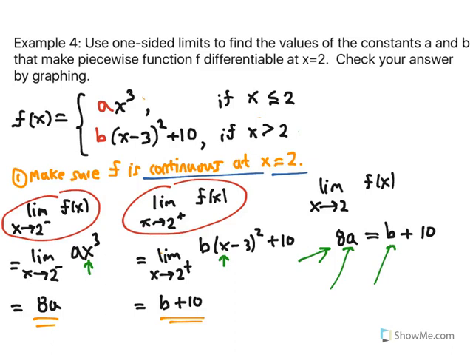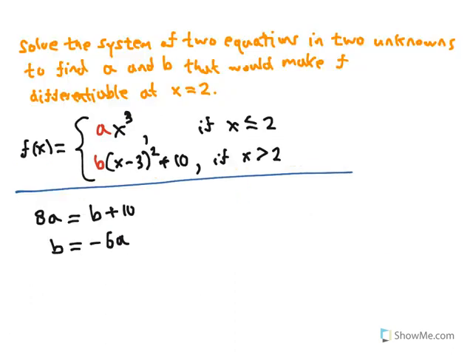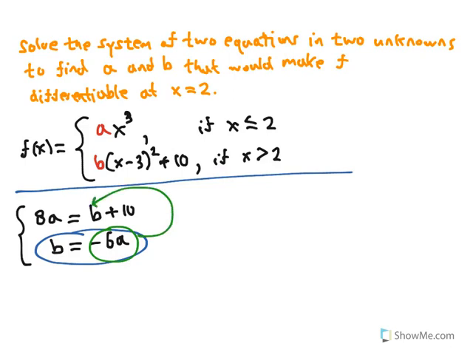So now we have a system of two equations and two unknowns, and we may solve this system by using the substitution method. So here is our system of two equations and two unknowns, and we will solve it to find a and b that would make our piecewise defined function differentiable at x is equal to 2. So we already have that b is equal to negative 6a from the second equation. We can substitute negative 6a in place of b in the first equation.